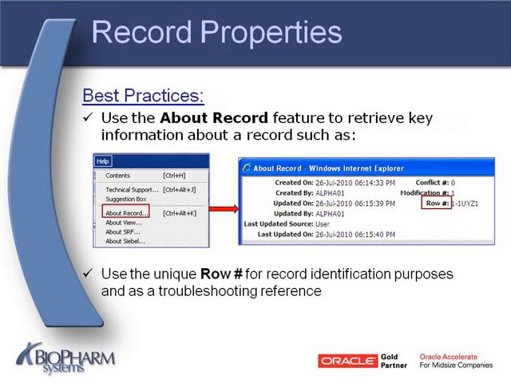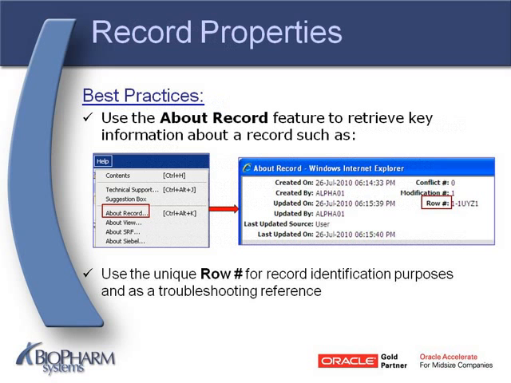An abbreviated audit trail for a record in a list or form can be displayed by highlighting the record and then clicking and selecting the About Record option in either the Help drop-down or within the Menu button drop-down. The About Record properties display certain key information: who created the record and when, who edited the record most recently and when, how many total times the record has been modified, and the row number associated with the record.